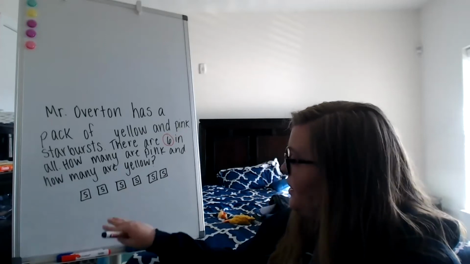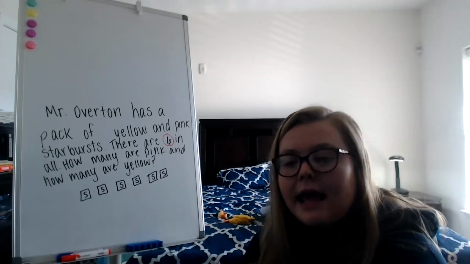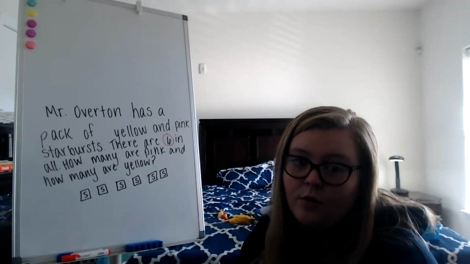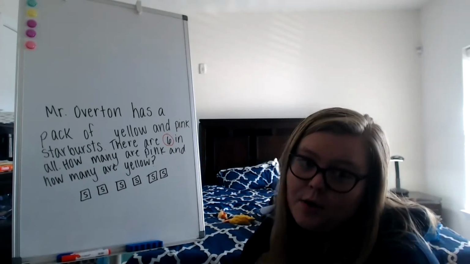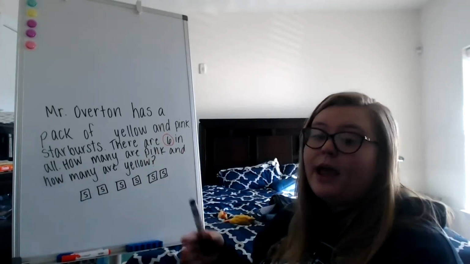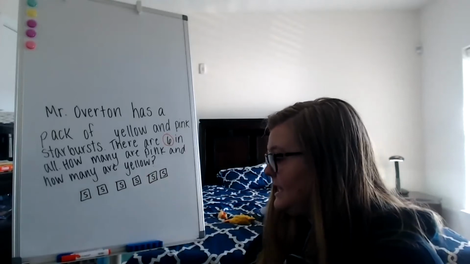Okay, so I know that I have the total, six. I know that I cannot do six are pink and zero are yellow, or six are yellow and zero are pink, because it says in the beginning he has a pack of yellow and pink. So I know that there's two different colors in with these six.